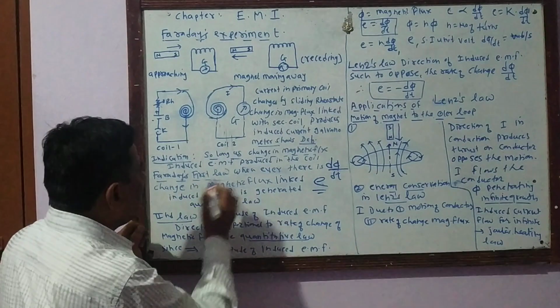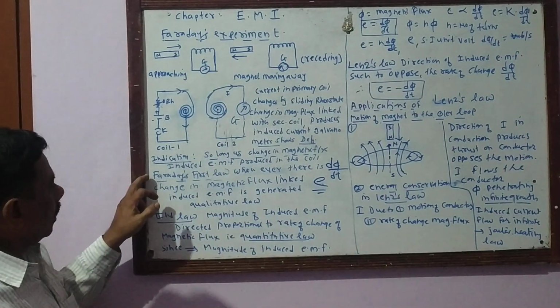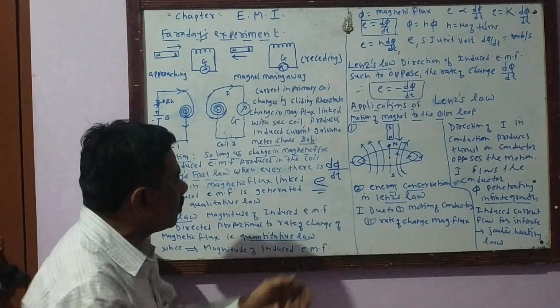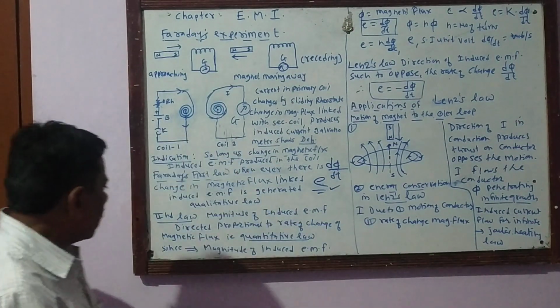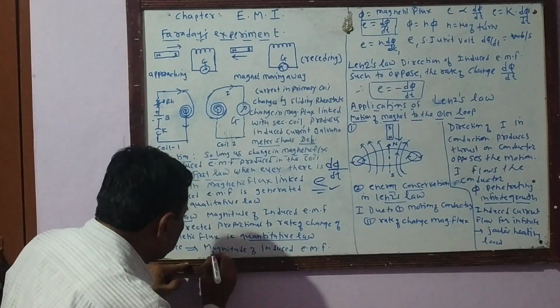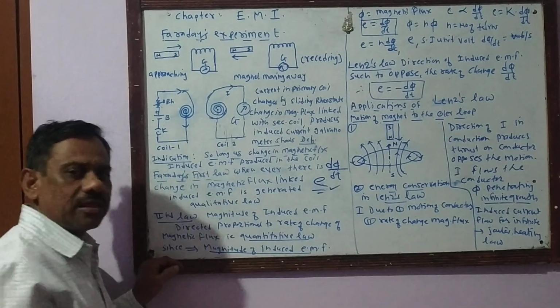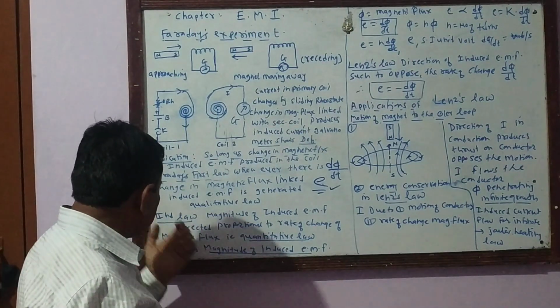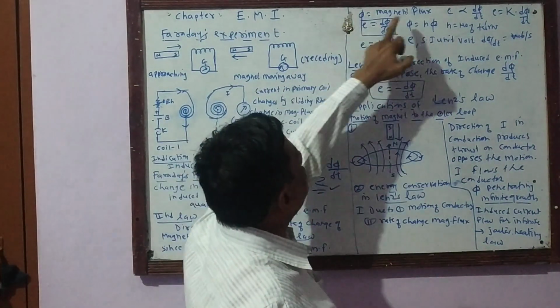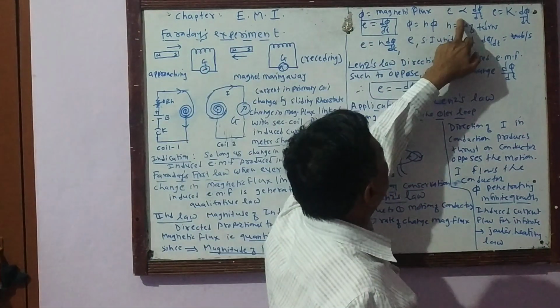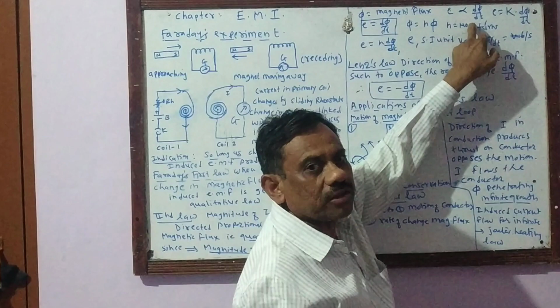Faraday's first law is the qualitative law. It gives only the characteristics of the induced EMF. Faraday's second law is the quantitative law. Why? Because it gives the magnitude of the induced EMF in the coil. According to the second law, with phi the magnetic flux linked with the coil, E is proportional to d phi by dt, the rate of change of magnetic flux.